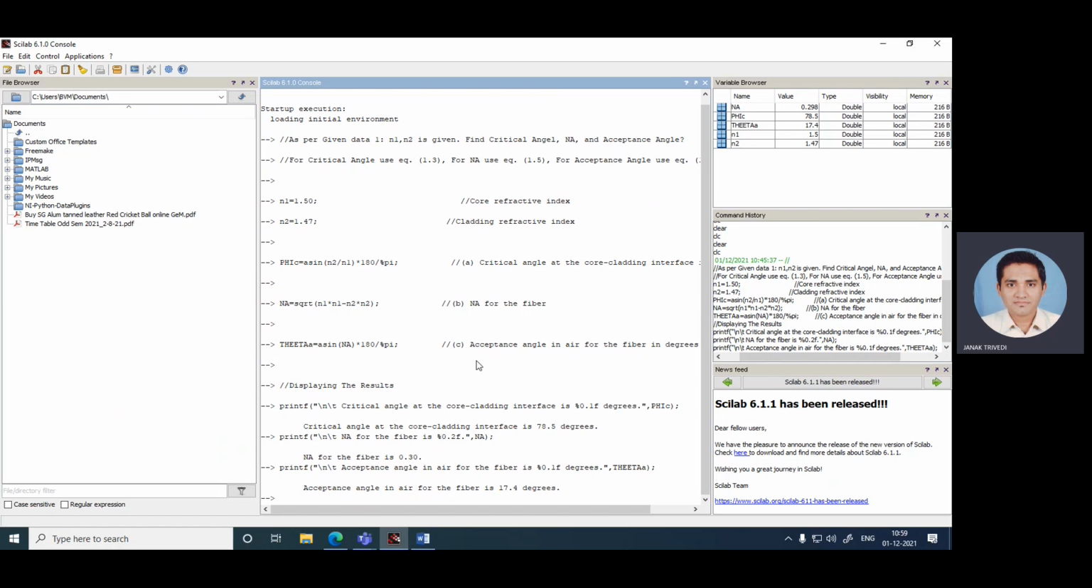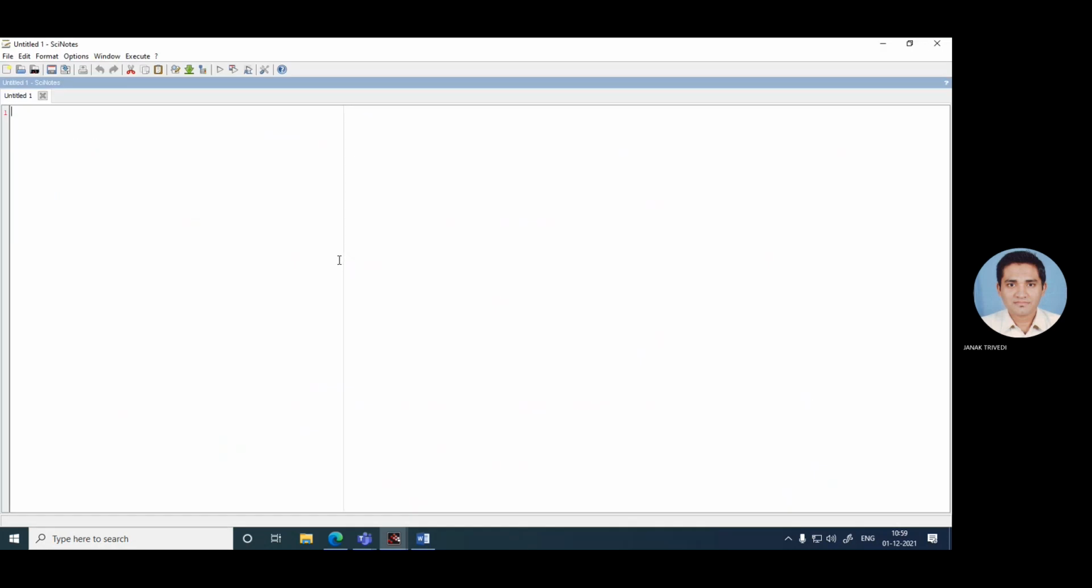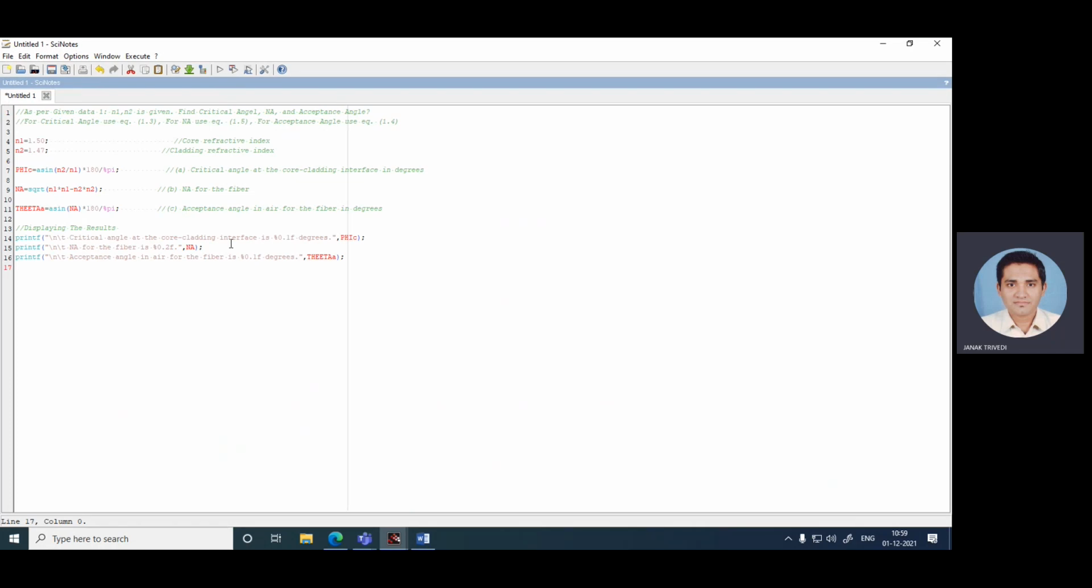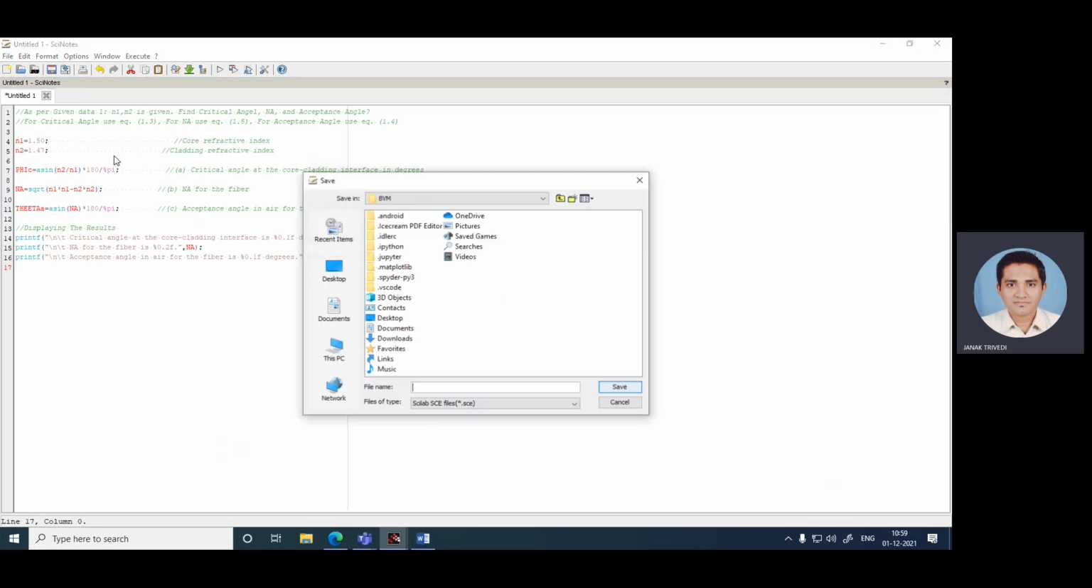One other facility is that you can also write a separate program. Click on the launch SciNotes, then type your program. I already copied the program, so I just paste it. This is a separate file. In MATLAB an .m file is created; here a .sci file will be created. So save it for your reference. So let's practice.